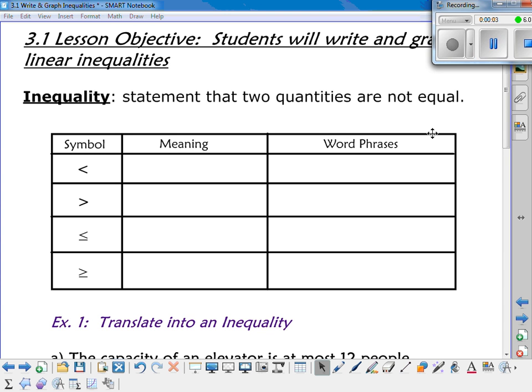Today's lesson, students will write and graph linear inequalities. Sorry, that just covered that up there. Students will write and graph linear inequalities. Okay, what is an inequality? It's a statement that two quantities are not equal.